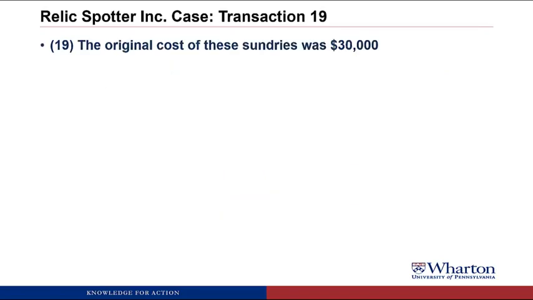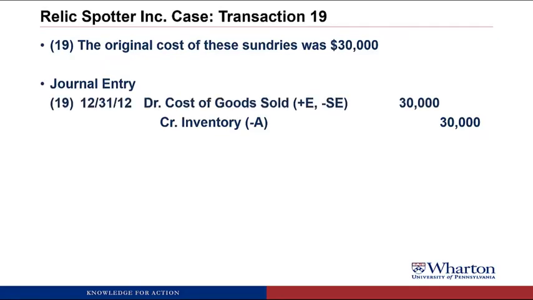Transaction 19. The original cost of these sundries was $30,000. In this journal entry, we're going to take care of the inventory part of the sundry sales transaction. So if we sold sundries, our inventory went down. Inventory is an asset. We make an asset go down with a credit, so we're going to credit inventory for $30,000. Our debit here is going to be something called cost of goods sold, which is an expense.